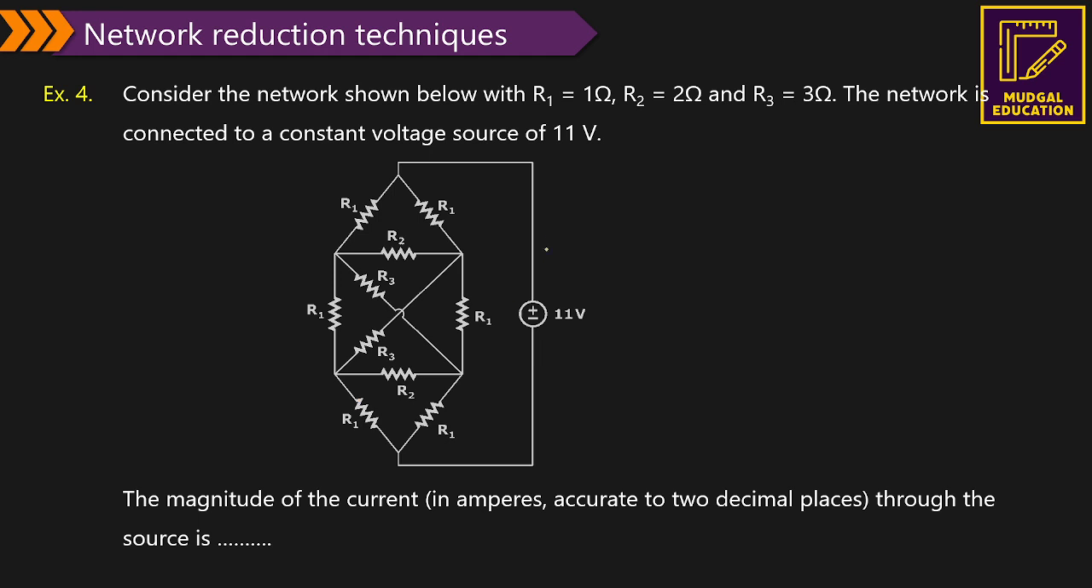Okay, so you need to find out a magnitude of a current passing through a source. So of course, if you able to find out a total resistance, then you can find out a current also, right? Okay, so try to solve this question in your homework. This is the homework question. Give the answer in a comment section. Don't forget to do the homework.